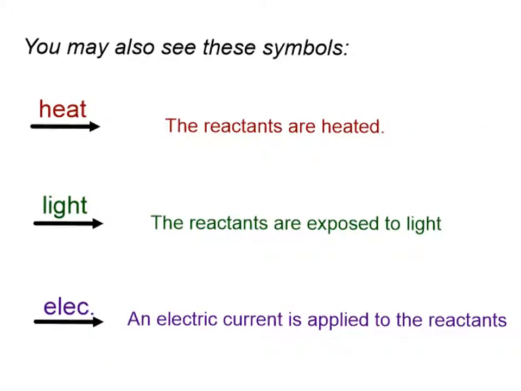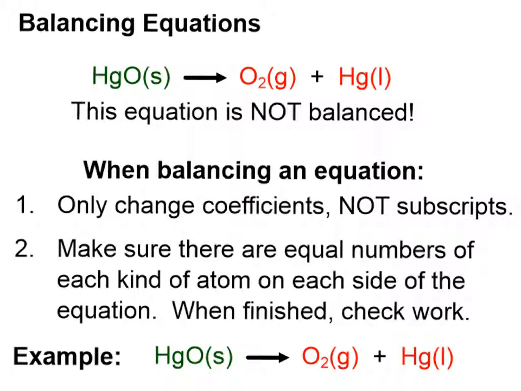Sometimes you will see these other symbols. If over the arrow sign you see heat, it just means the reactants are heated, or light, it means the reactants are exposed to light. If you see ELEC, an electric current has been applied to the reactants. Now, here we have our equation, a chemical equation that we wrote. It is important to notice this equation is not balanced, absolutely not balanced yet. We're going to learn how to do that.